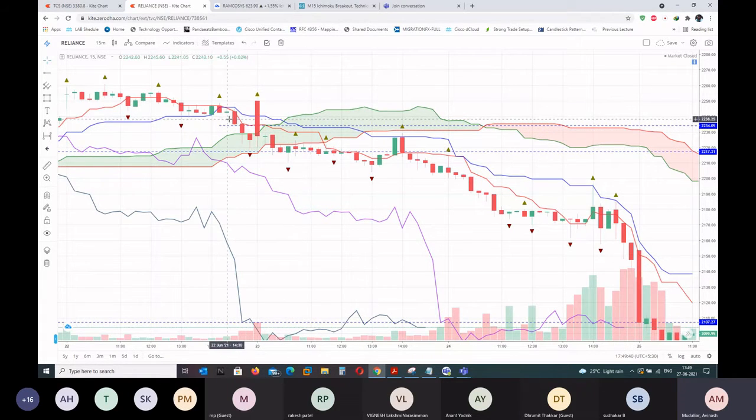So assuming this is how you enter: once you have a crossover, you need to ensure at least the candle is closing below the Tenkan Sen. In this case, the crossover happened in this green candle, so I won't consider that. I'll wait for a red candle to close. Here you can see a red candle closed with a good body, so you can sell below this low.